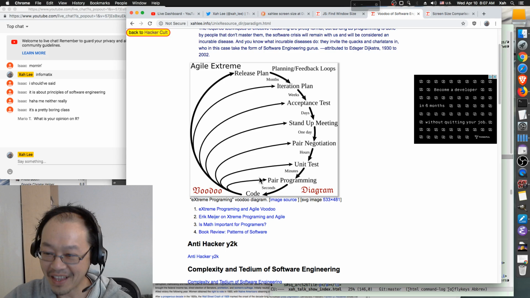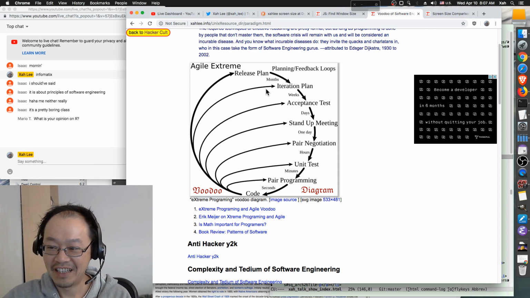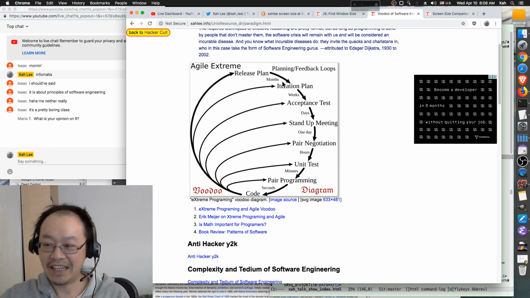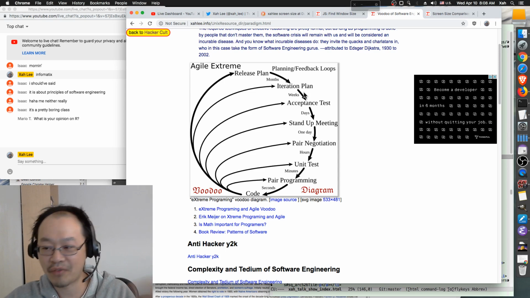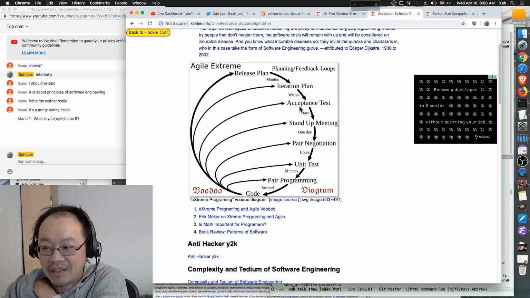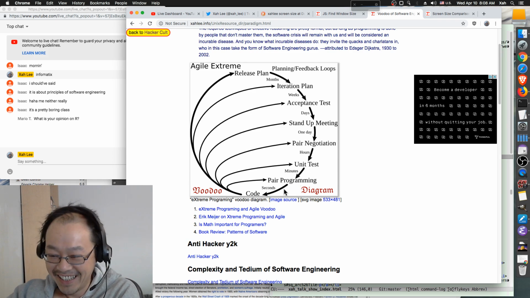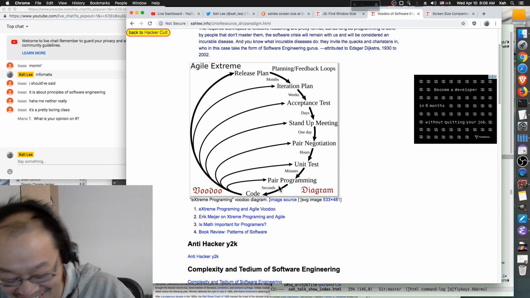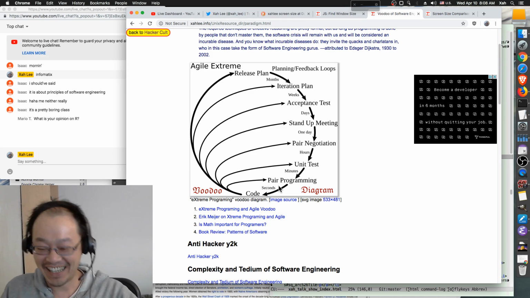Now you see, you have code, then you have pair programming, then you have unit test, then pair negotiation, then stand-up meeting, then acceptance test, iteration plan, then release plan. And there's a cycle of periods, like release plan is every month, iteration plan is every week, acceptance test is every few days, stand-up meeting is every day, and so on. Unit test is minutes, pair programming is seconds. Like you pat my back, I scratch your back, let's sit together and chat.